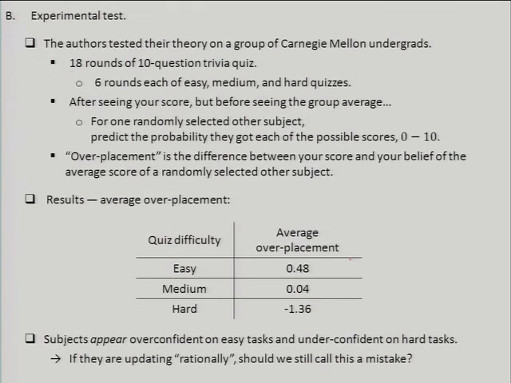So here's what they did. They gave a bunch of, I hope they paid these people a lot, because this must have been really tedious, 18 rounds of 10 question trivia quizzes. These are different quizzes, so that should have said quizzes. So out of 18, they had 6 chunks of 3 quizzes, right? And in each chunk of 3 quizzes, there was an easy, a medium, and a hard. Okay? And they were then randomly distributed, so that people got different quizzes in different blocks. But in each block of 3, they got an easy, a medium, and a hard.